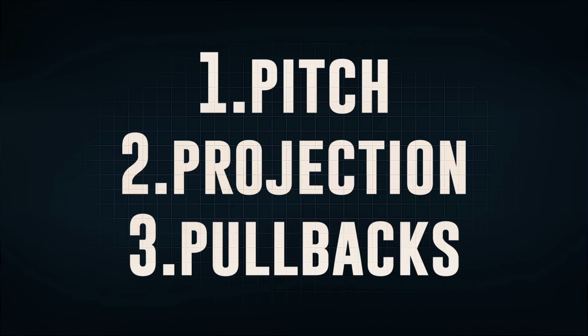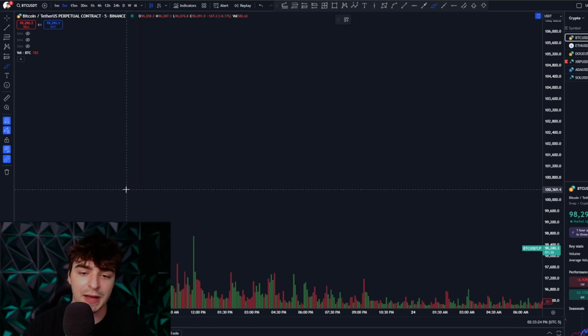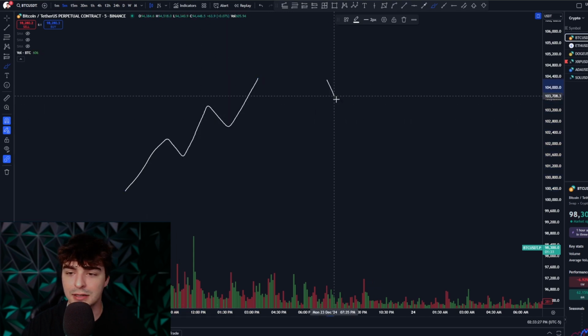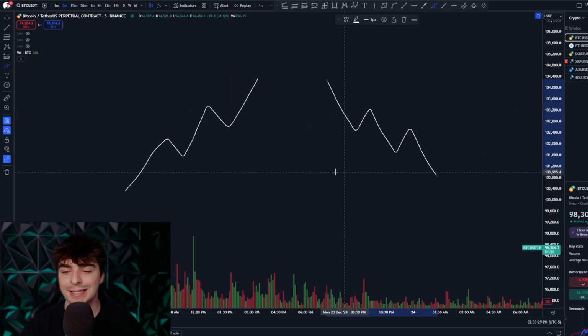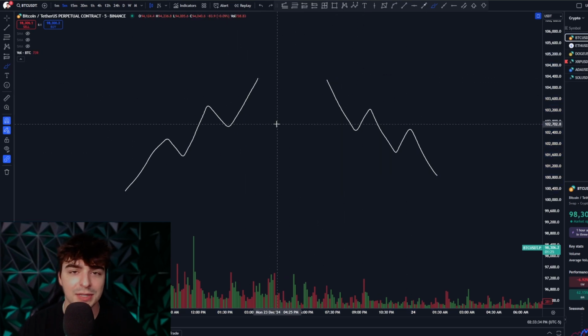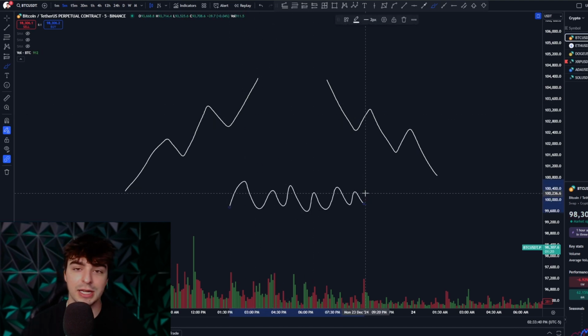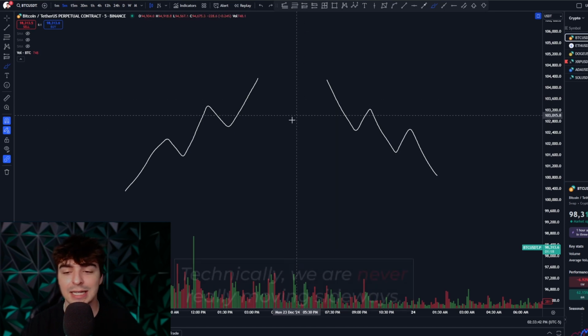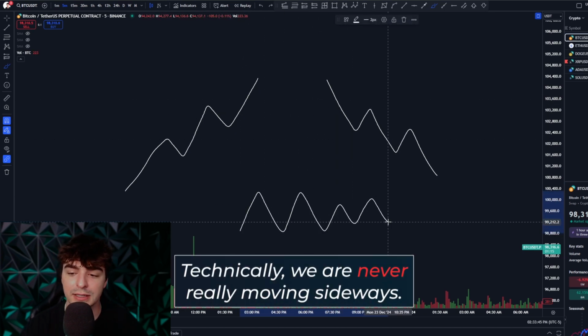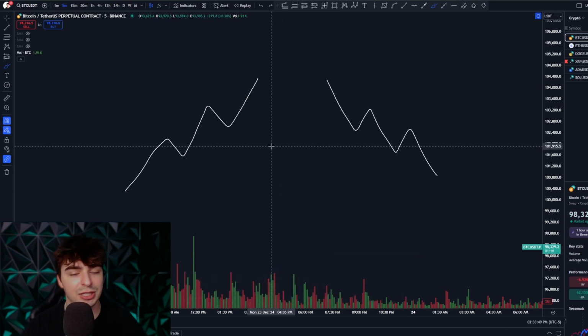So before we get into the 3 P's, let's start with how to even define whether price is moving up or down. I'm not going to spend too much time on this because many of you probably already understand this and it's nothing new. You have higher highs and higher lows and lower highs. This is defining whether price is moving up or down. Now, sometimes people will say, well, sometimes price will go sideways. In the way that we trade and the way that we understand the markets, technically, we are never really moving sideways. We are always in favor of one direction or the other, and you'll see why in a second.